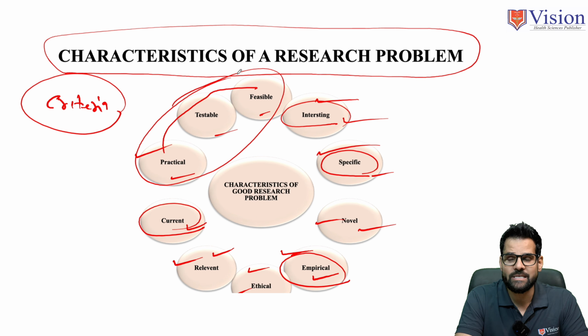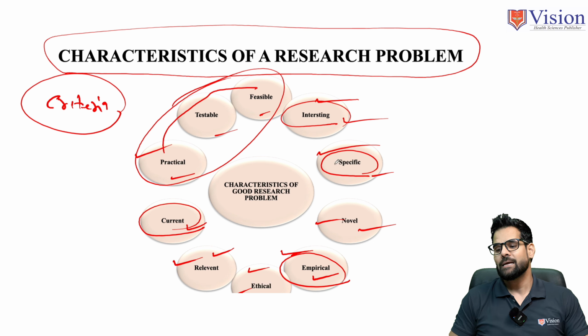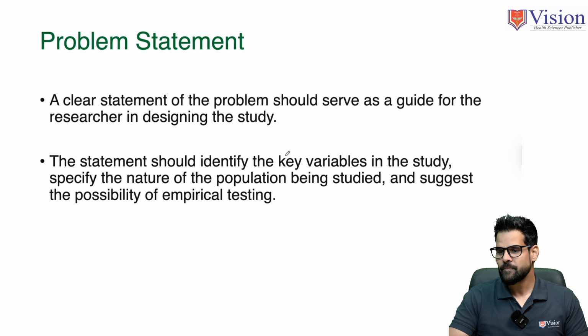Sometimes I see, as a student you hardly get 1 year, or for PG students only 2 years, to complete the entire research project. So if you've taken some research that will give you the result after 5 or 6 years, like longitudinal research, you cannot conduct such research; it is neither practical nor feasible. Then testable, I already told you, testable means something is empirical, observable.